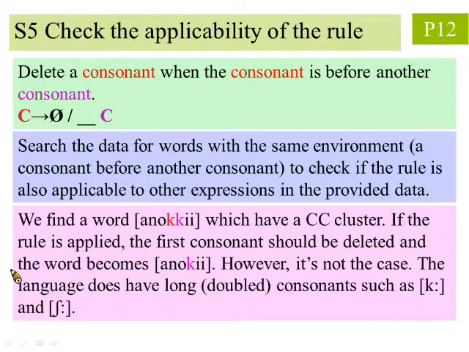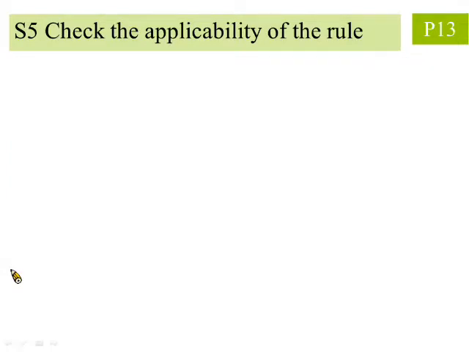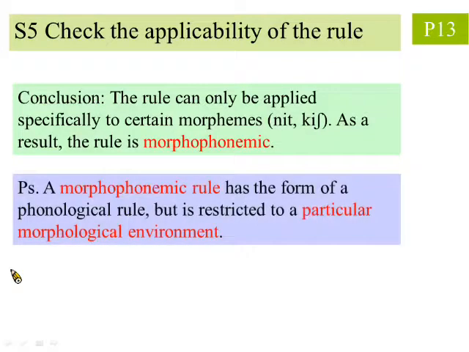However, it is not the case, and this language does indeed have long or doubled consonants. Additional examples can be found from the data. And so we reach the conclusion that the rule is morphophonemic. That is, the rule can only be applied specifically to certain morphemes like nit and kit. We note here that a morphophonemic rule has the form of a phonological rule, but is restricted to a particular morphological environment.